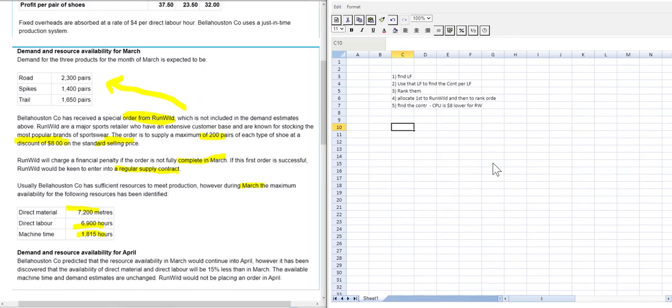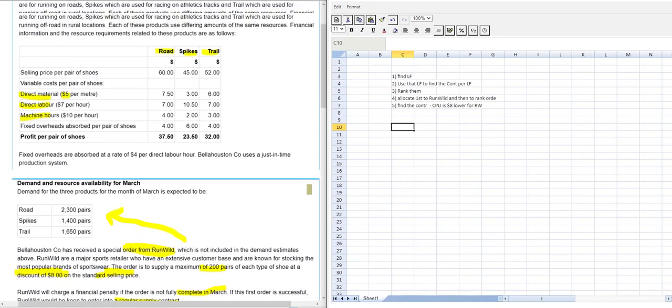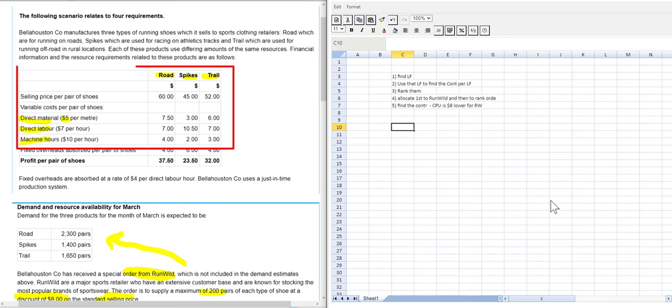Okay, so let's start with number 1, find the limiting factor. You need to basically schedule it out as it is in the question. So you need to have R, S, and T. You need to write out the selling price so that you can find the contribution per unit. So we're going to have 60. Do this as quick as you can, remembering to be really careful. Then we've got the direct materials, the direct labour, and the machine hours. So we need to pop in the actual costs here. So this gives us the contribution per unit.